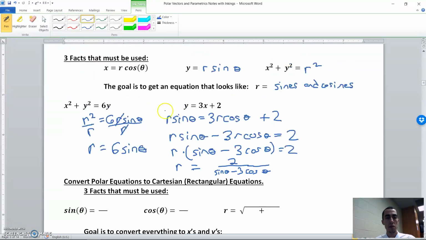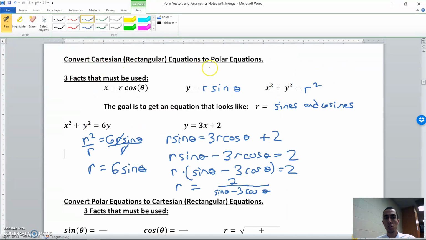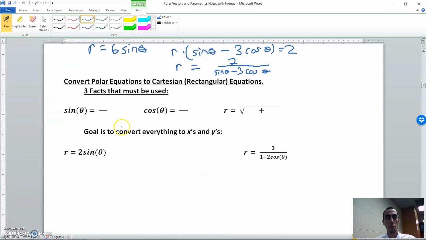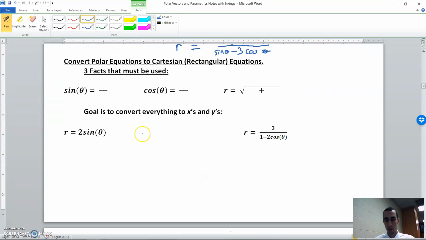So we can convert from Cartesian to polar equations, and we can also convert the other way, polar equations to Cartesian. So in order to do this, let's remember 3 facts. Earlier this school year, we studied those definitions of the sine, cosine, and tangent. We could define sine of theta as opposite over hypotenuse, and we can also define it as y over r. So we're going to use that one here.